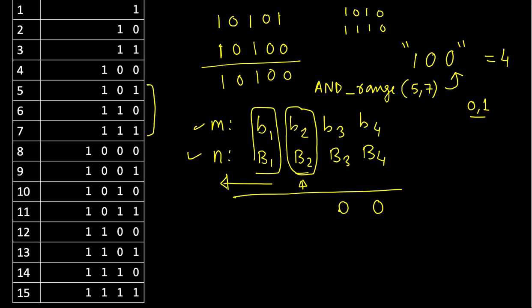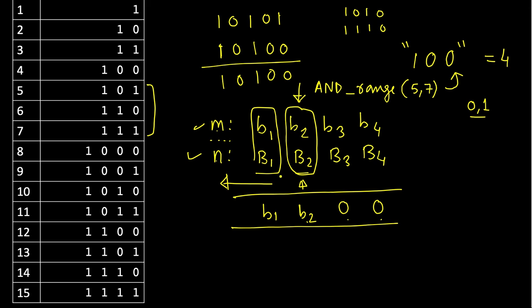Because this will become 1 only if all the bits are 1. And then this will be the same as B2 and this will be the same as B1. So the AND of all the numbers from M to N is B1, B2, 0, 0. And this is the first bit which is the same for all the numbers in this range. There are other numbers in this range. This is the range from M to N.